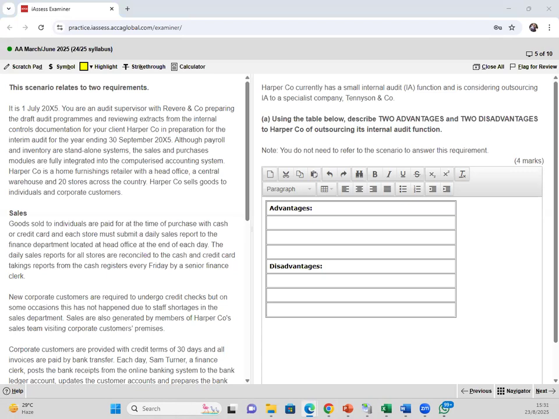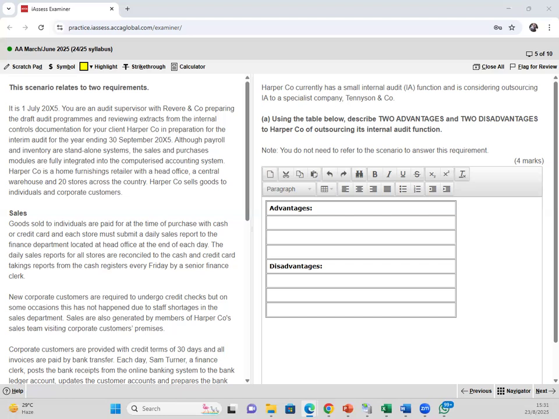Now on the disadvantages. It might be costly for the company. Yes, it might be costly because these are specialists. They will charge you for their expertise. It can be costly for the company.